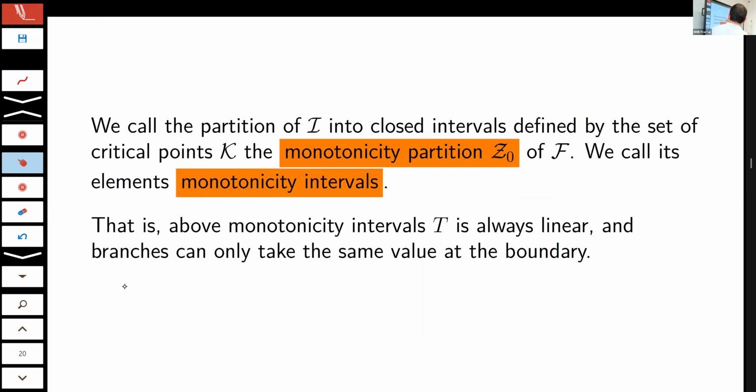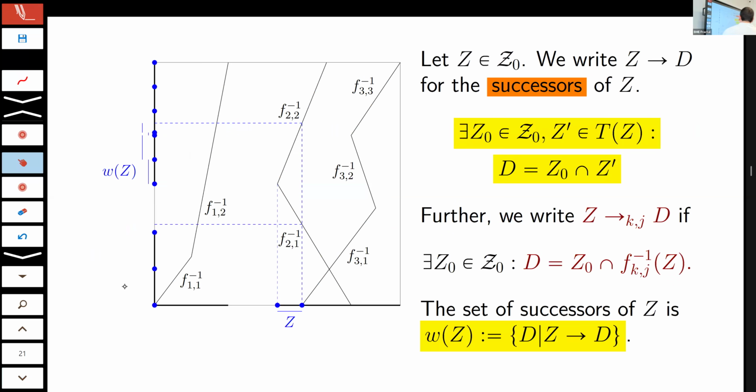And we partition it with the help of the critical points. And the elements of this partition are called the monotonicity intervals, where all the functions are nice and monotonous over these intervals. That is, over these intervals, the monotonicity intervals, the expansive mapping T is always linear, and the branches can only take the same value at the boundary. Now, that's why I defined the set of critical points the way I did, to make sure that they can all take the same value at the boundary of these intervals.